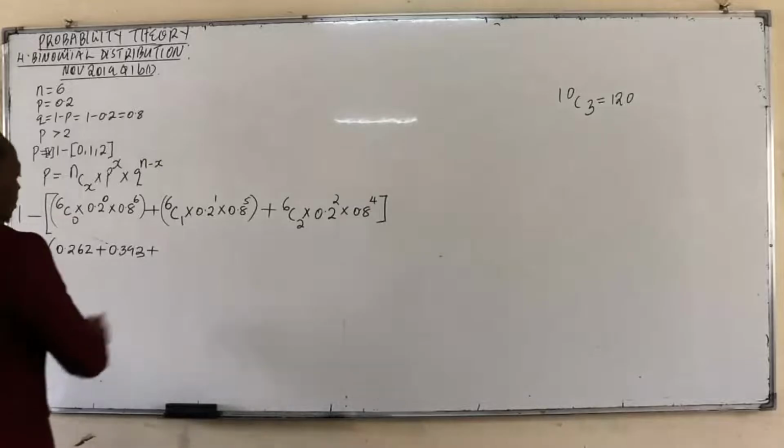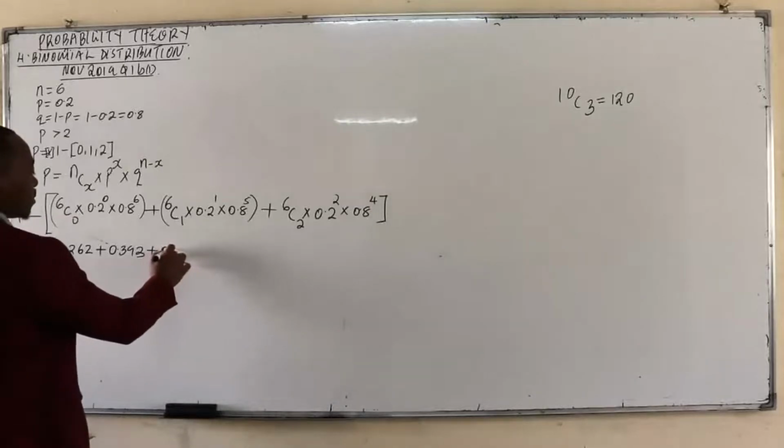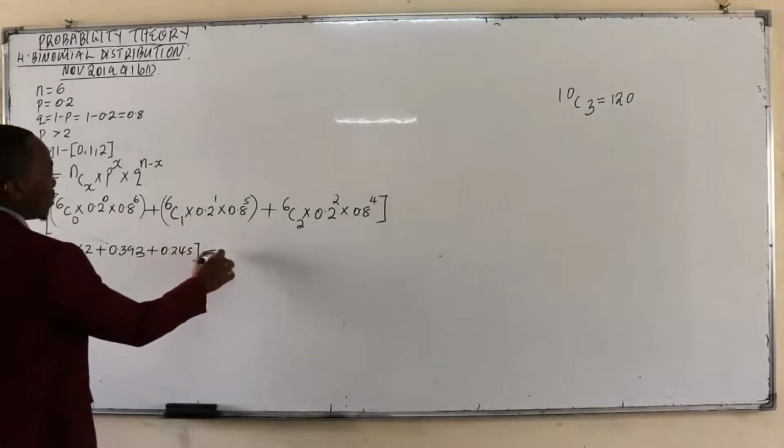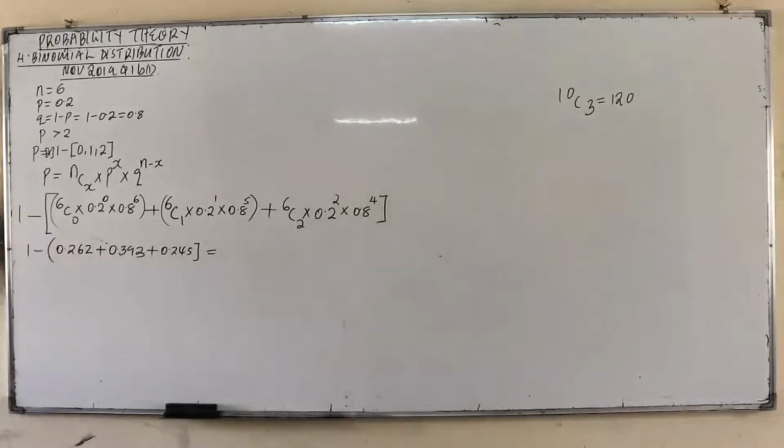The last one you are getting? 2, 4, 5. Good. So now give me the probability. Take 1 minus that.